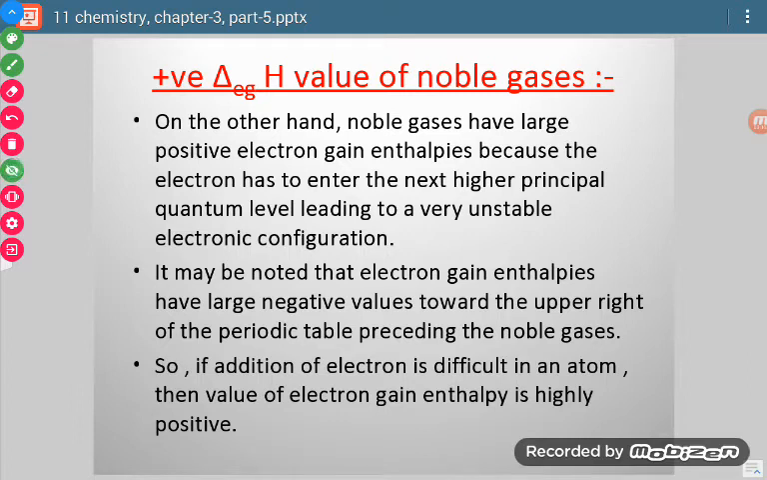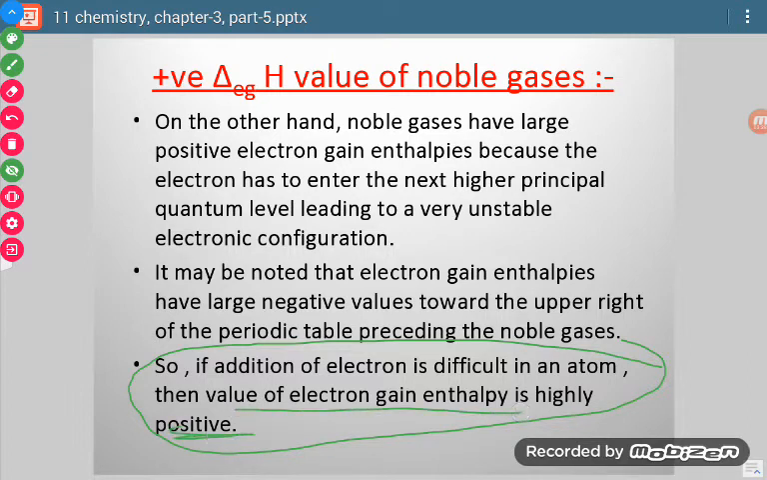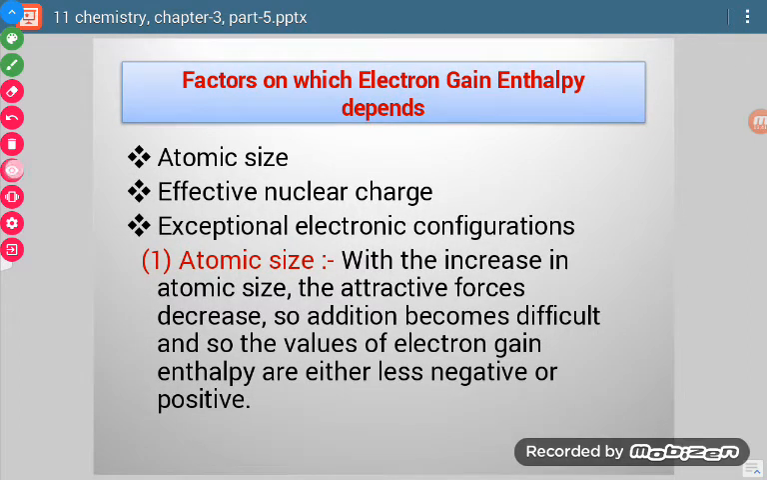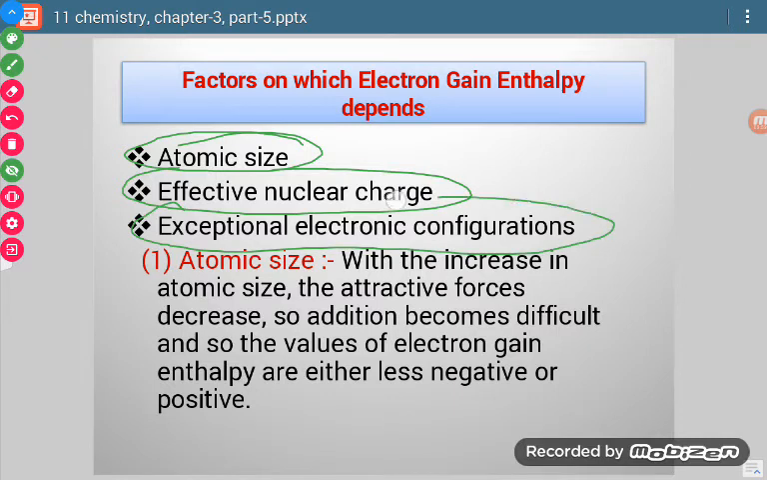Okay. So now what did we conclude? We concluded that if addition of an electron is difficult in some case, then the delta H Eg value will be highly positive. And in case addition of an electron is easier, then the delta H Eg value will be highly negative. Okay. Now what are the different factors on which electron gain enthalpy value depends? Electron gain enthalpy value depends on atomic size, it depends on effective nuclear charge, and it depends on exceptional electronic configurations. So first is atomic size.